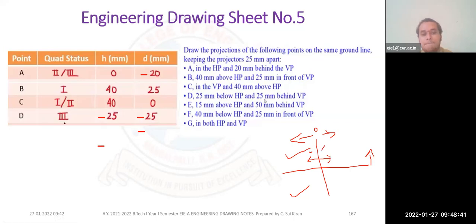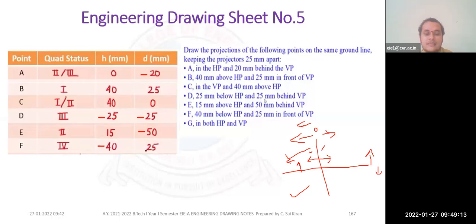Next, coming to D, both are negative. Whenever both are negative, it lies in only one quadrant, that is the third quadrant, because H is negative and D is negative. And here, letter E, H is positive and D is negative. So it will come in the second quadrant, only the second quadrant.